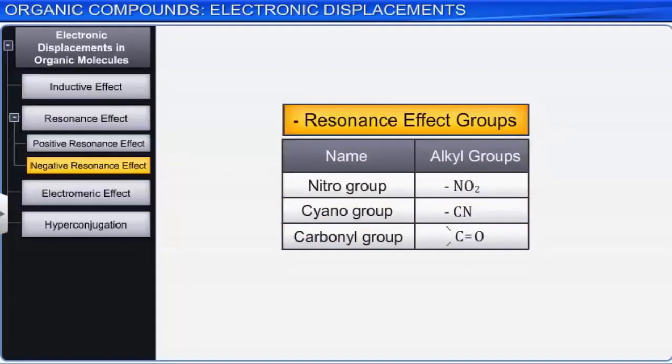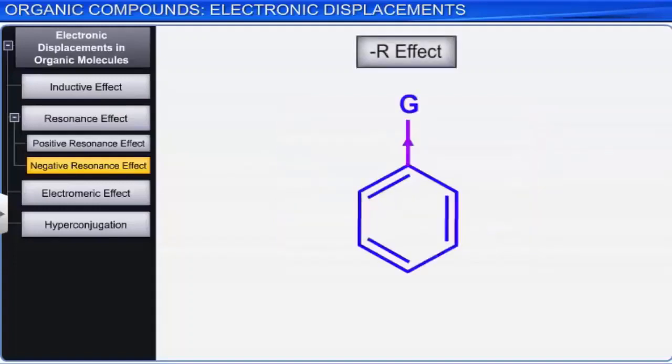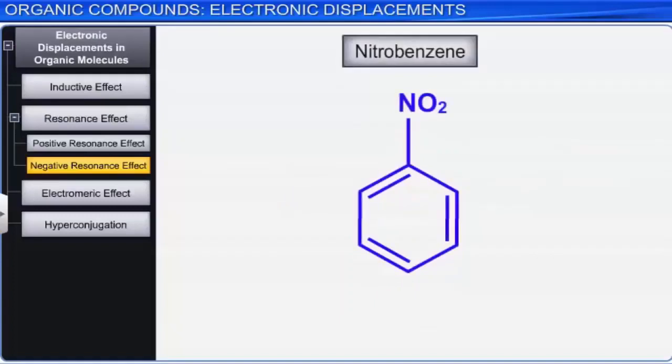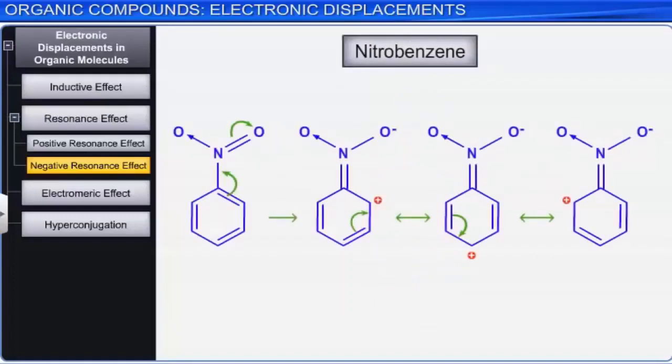The negative resonance effect decreases the electron density at ortho and para positions in the molecule. For example, in nitrobenzene, as nitrogen withdraws electron density from the ortho and para positions in the benzene ring, the electron density decreases at those positions as shown here.